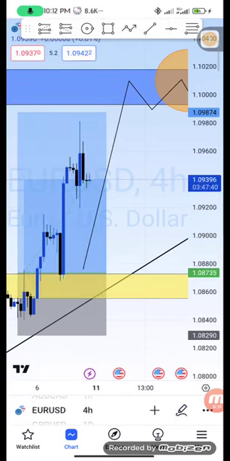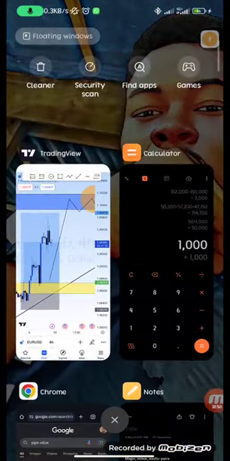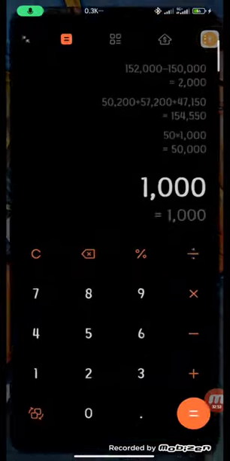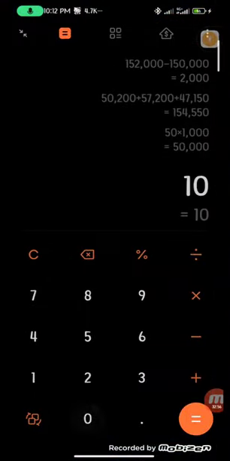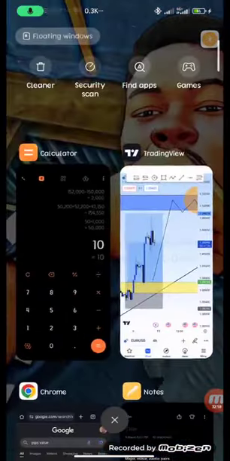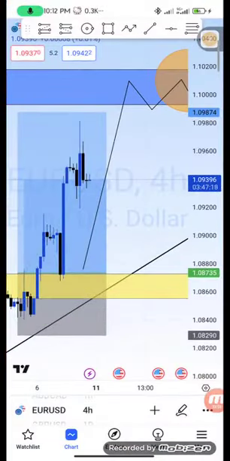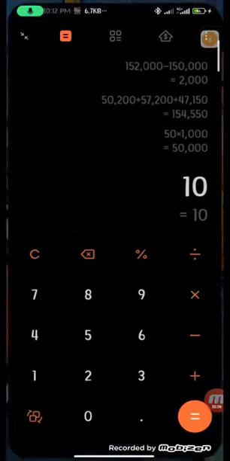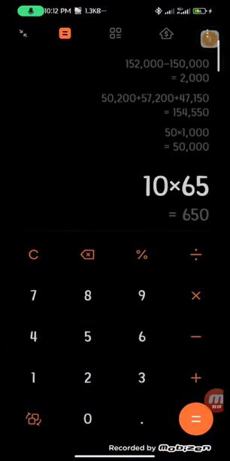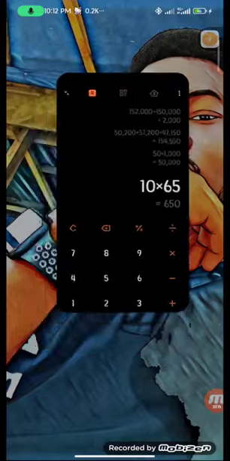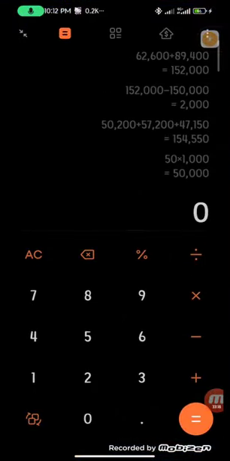Assuming when I'm taking this trade I use one standard lot size, which means I'm buying 100,000 units, each one pip move will give me $10. So when the market has already moved 65 pips up, my profit currently will be $650. I don't know if you guys are getting my point here. So that's for one standard lot size.